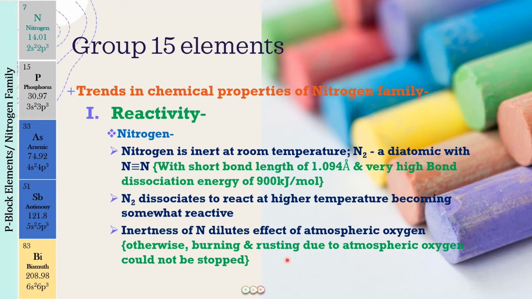It is responsible for rusting. So every substance, if it is going to be in excess of oxygen, is going to burn a lot, and then we will not be able to control that burning. Similarly, rusting also happens in the presence of atmospheric oxygen. So this rusting and burning could not be stopped because of the atmospheric oxygen, had nitrogen not been present in the atmosphere.